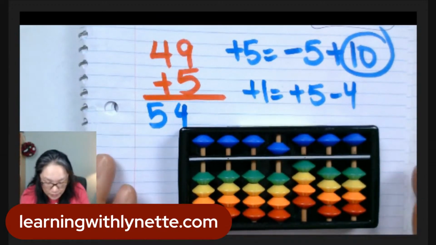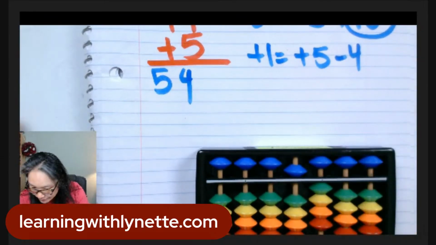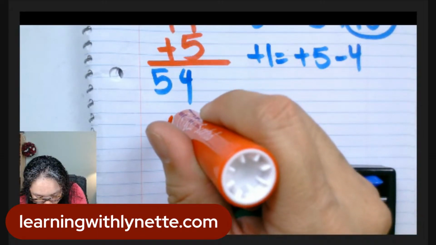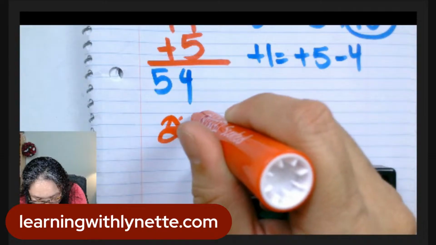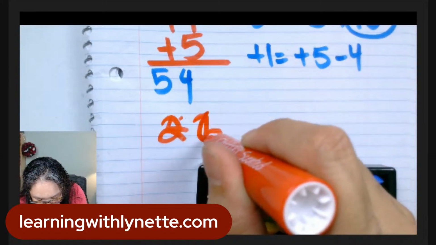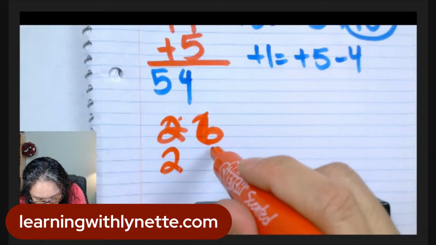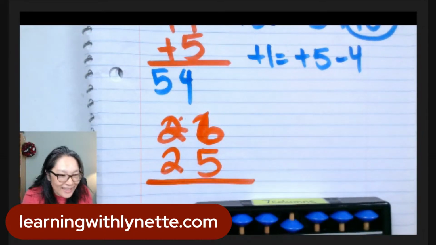So when we do it, we can do another one. Let's do another one. You know what? We'll do 26 plus 25. Oh yeah, that's going to be a harder one.